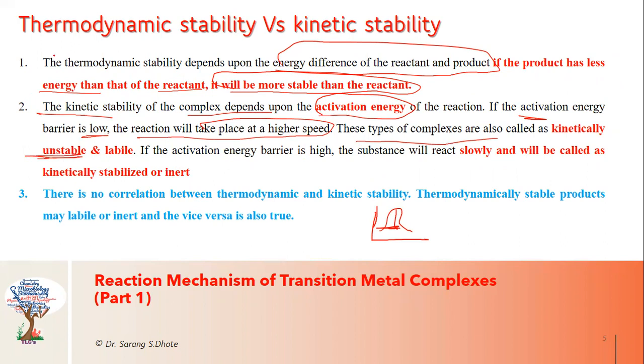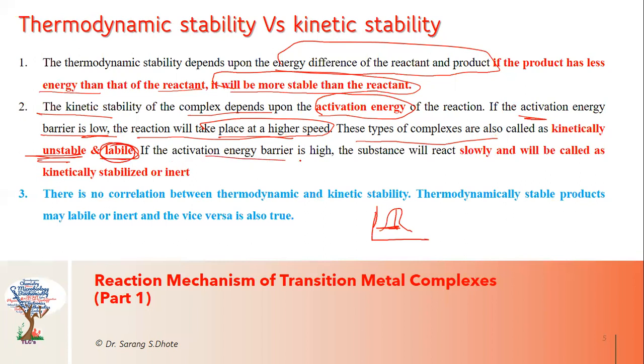Remember this. Okay? Thermodynamic stability and kinetic stability are not related to each other. It may be opposite. So the complexes having a low activation energy barrier react at a higher speed. This type of reaction mechanism is kinetically unstable, and the complex will be labile, because of very fast displacement reaction, so that is labile.